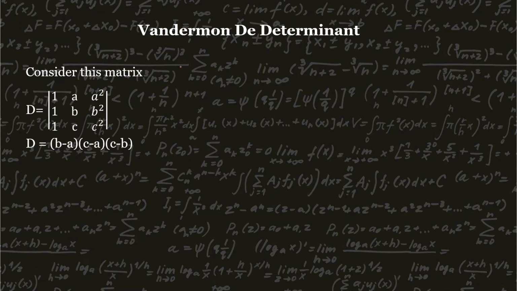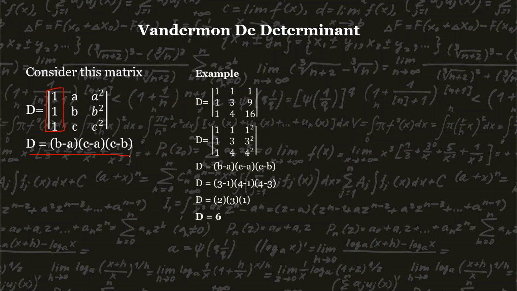So the Vandermonde determinant is a special type of determinant in which the first column has a value of all 1, and we can follow along with this formula. So let's have this example. We can notice that all its values from the first column is 1. So let's try to solve this.